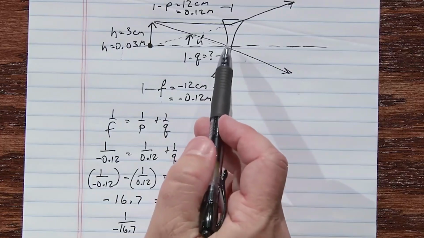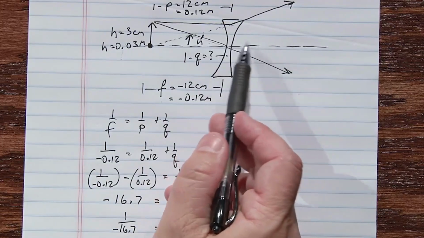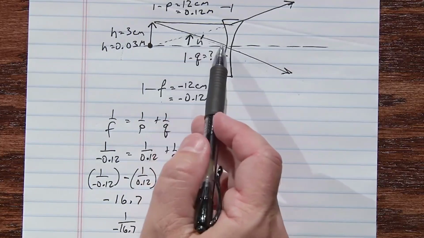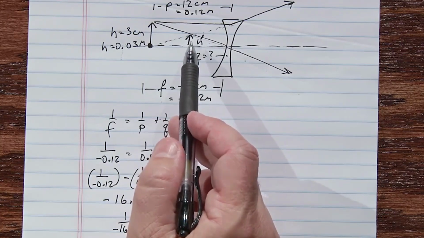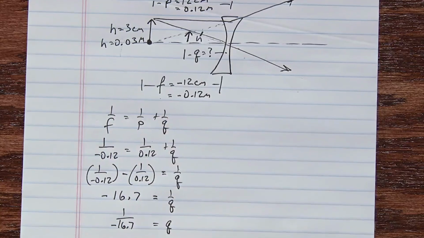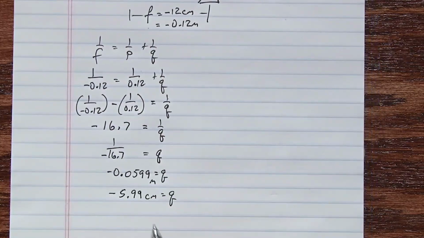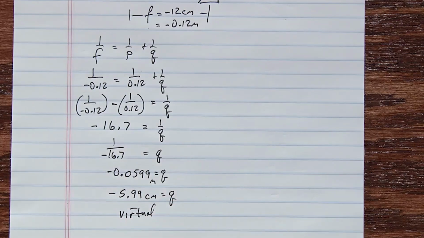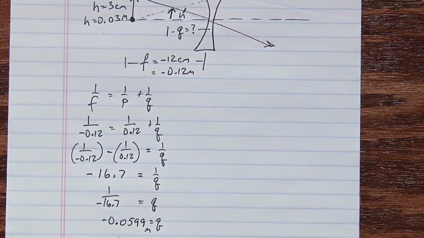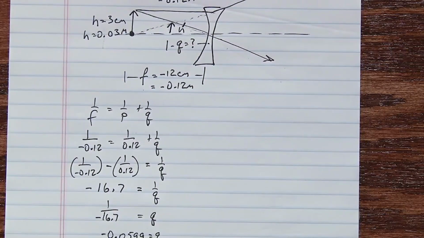So that means that q is negative, meaning that it is in front of the lens, meaning it is a virtual image. So q is less than 0. It tells us we have a virtual image, just as we expected. Let's calculate the magnification.